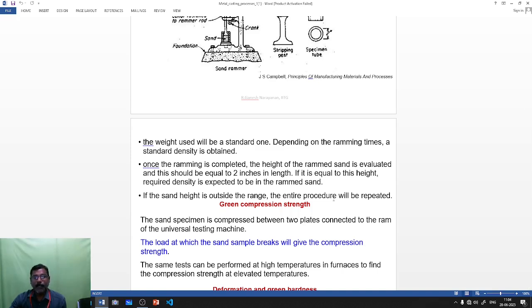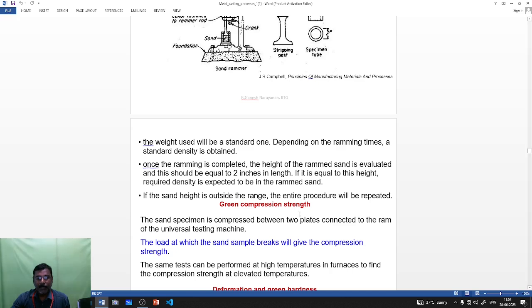Once ramming is completed, the height of the rammed sand is evaluated, and this should be equal to 2 inches in length. If it is equal to this height, the required density is expected in the rammed sand. If the sand height is outside the range, the entire procedure is repeated.